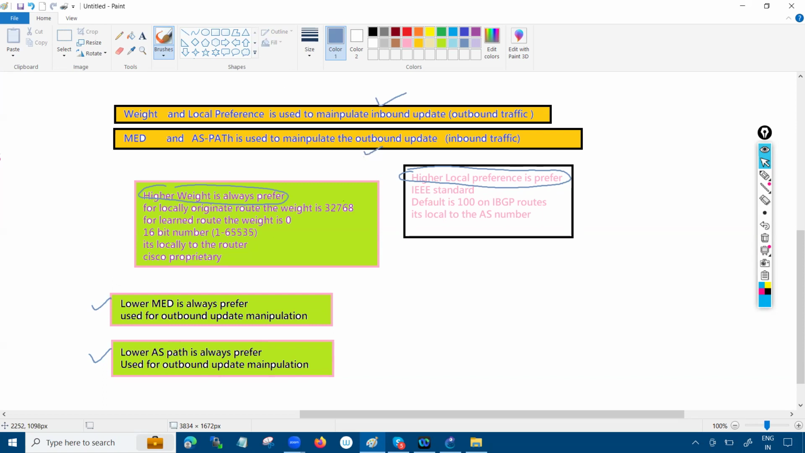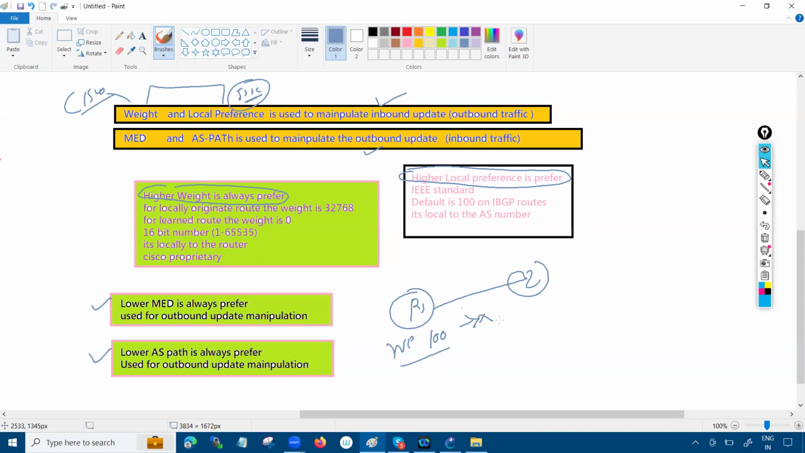Now, again, which one is the recommendation, right? Of course, if you compare weight and local preference, weight is Cisco proprietary, so easily you can compare it, and local preference is the IEEE standard. Another difference is that weight is local to the router. It means that if I configure the weight on router number 1 as 100, I cannot share this weight information to router number 2. That's the meaning of local to the router.